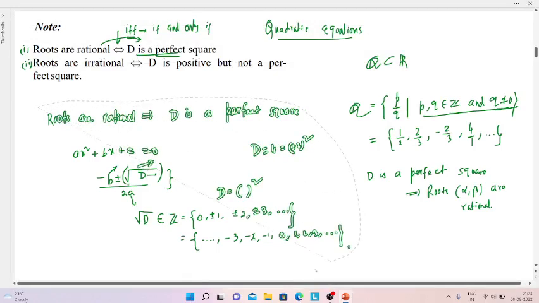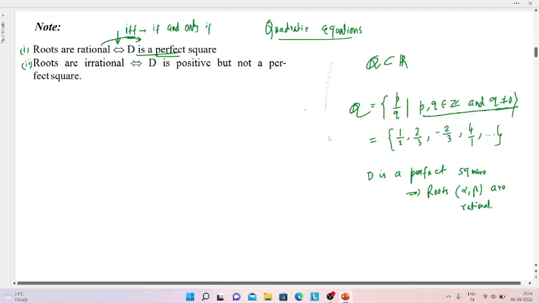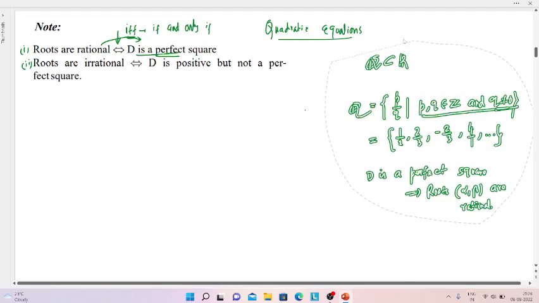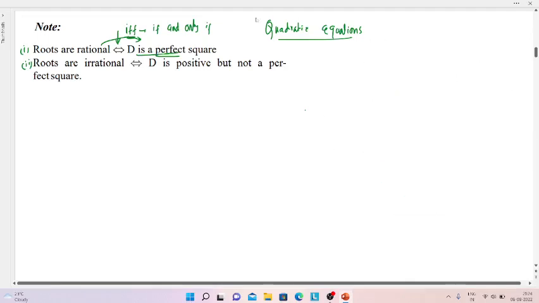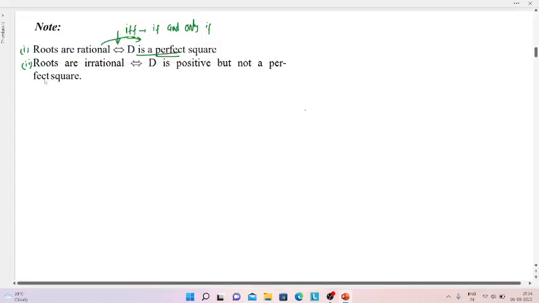So before starting the second part, I have to erase that part because otherwise I haven't any space in this particular slide. So that is why I have to erase that part. So let's start the second part, which shows that roots are irrational if d is positive but not a perfect square, right? Roots are irrational.